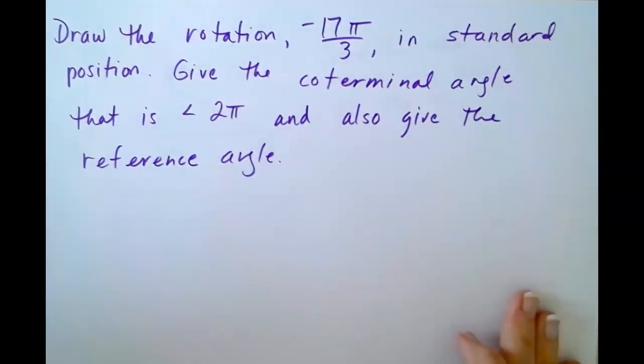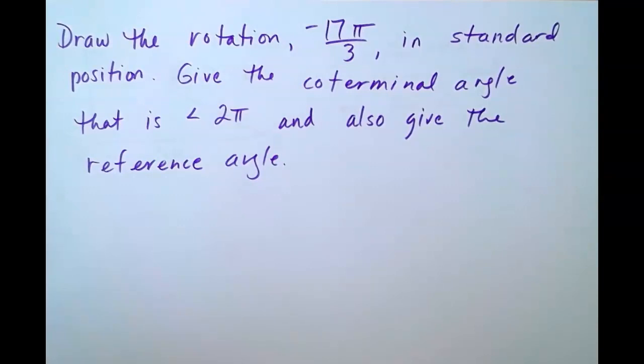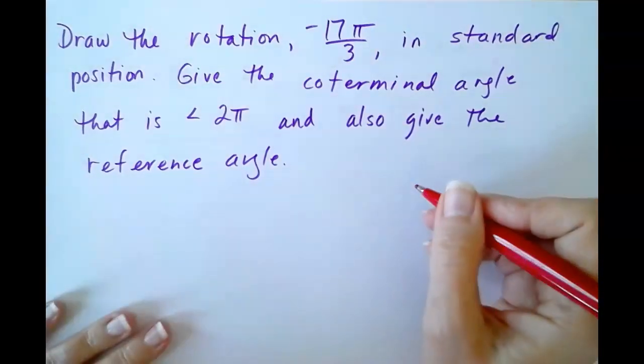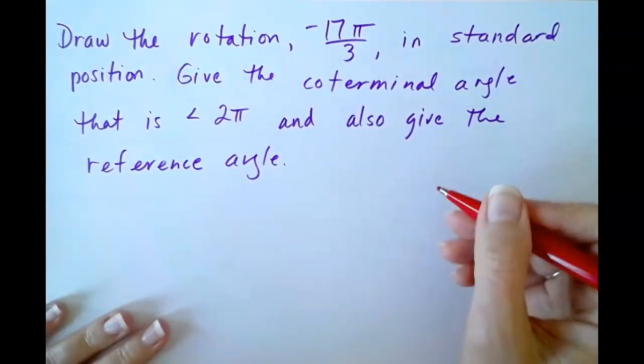Draw the rotation negative 17 pi over 3 in standard position. Give the coterminal angle that is less than 2 pi and also give the reference angle. So this is the way that I do it. Obviously, there are many other ways to do it, but I just prefer to count the thirds.